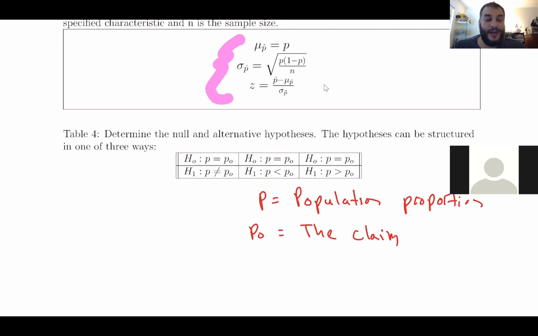Say we want to test to see if a coin is fair. If the coin is fair, we're going to say p naught is 0.50. So you will put H0: p is equal to 0.50. So you just know p naught is equal to whatever they're claiming. If they're claiming 50%, you put 50%. If they're claiming 20%, you put 20%. Any questions in regard to the null and alternative hypothesis?